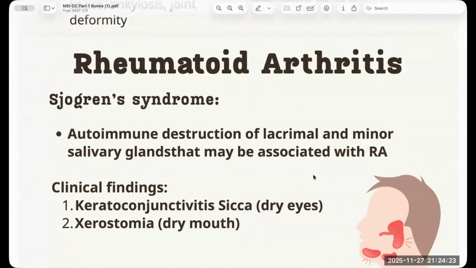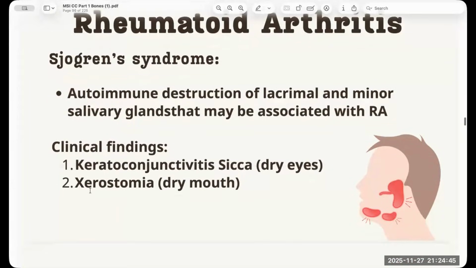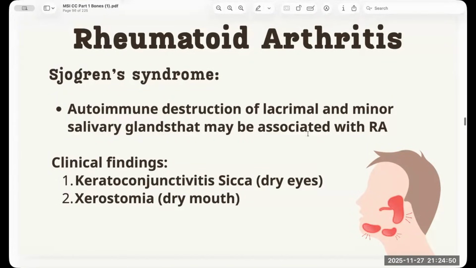There is a syndrome that usually comes with rheumatoid arthritis. What is it? It's Sjogren's syndrome. Sjogren's syndrome is an autoimmune destruction of lacrimal and salivary glands associated with RA. Why? Because both of them are autoimmune diseases. Clinical findings will show dry eyes because of the destruction of these lacrimal glands, so keratoconjunctivitis sicca, and dry mouth because of the destruction of the salivary gland, which is xerostomia. Okay.